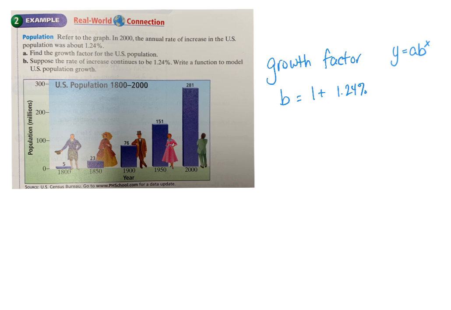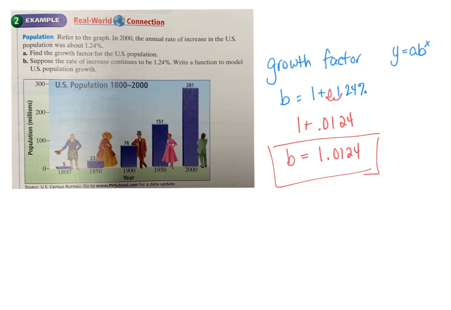Now I cannot add 1.24% and 1. I have to make 1.24% a number in standard form. How do I write that in standard form? 0.0124. Yeah, I need to move that decimal place over 2 places. All right. So I have 1 plus 0.0124. So my growth factor is 1.0124. Growth factor.